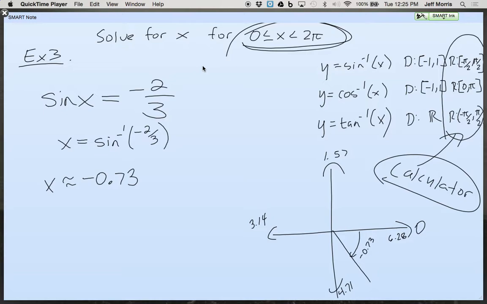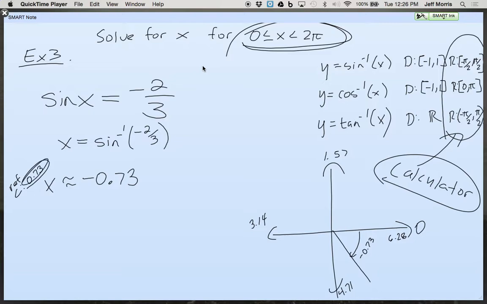There's where that is. I need the reference angle off that guy. Reference angle is just the distance from an angle to the x-axis, and it's positive. So what is the reference angle? 0.73 is your reference angle, which is not too hard to figure out for this one. When it's cosine, it's a little trickier.